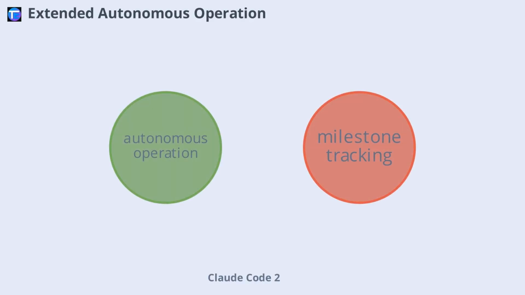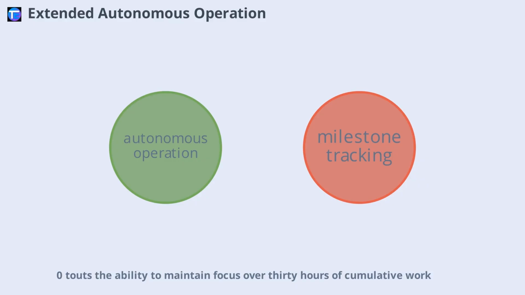Claude Code 2 touts the ability to maintain focus over 30 hours of cumulative work. Imagine delegating a sprint-level task like migrating a service from REST to GraphQL and having the AI handle schema design, endpoint updates, tests, and documentation. The model tracks milestones, manages context, and even lets you rewind changes instantly. While benchmarks show promise, real-world projects are messier, with shifting requirements and incomplete documentation. The 30-hour claim is impressive, but it needs validation in production.